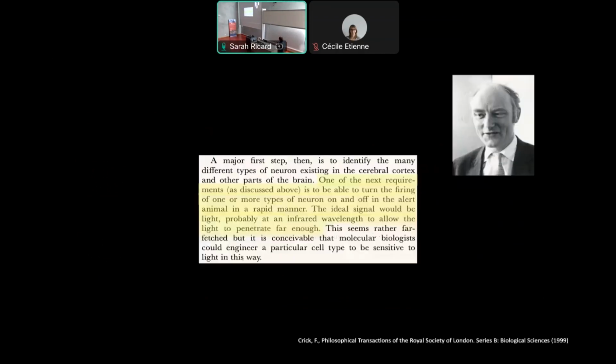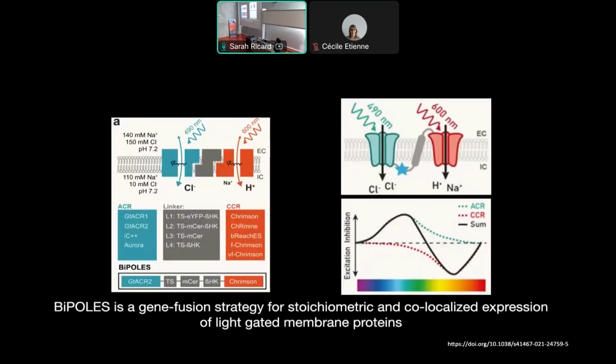In order to do that, we needed to use one of these engineered tools that is covalently combined. In this tool, we have a channelrhodopsin that can inhibit neurons and a channelrhodopsin that can excite neurons, and they're covalently bonded so that every cell is expressing an exact ratio of excitatory and inhibitory opsins. What this tool allows us to do is, with one wavelength, excite neurons, and with one wavelength, inhibit neurons.